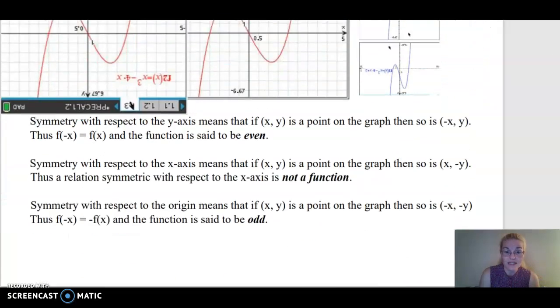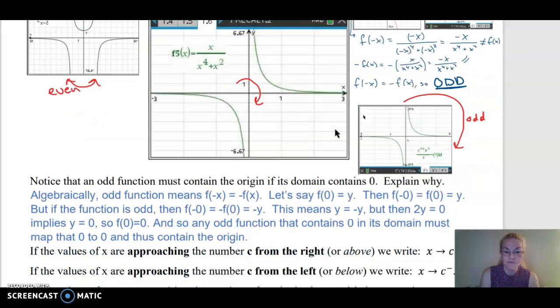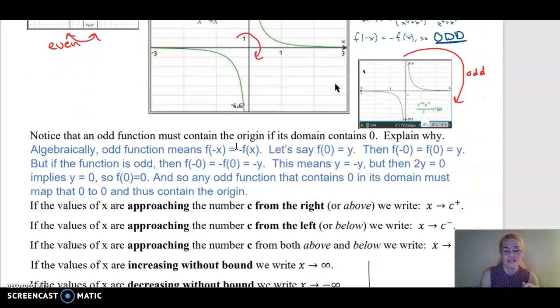And again, algebraically, how can we prove that that must be true? So an odd function means that f of negative x must equal negative f of x. Let's say f of 0 is some number y. Let's pretend for a moment that it's not 0. So it's not at the origin, right? Then f of negative 0, well, negative 0 is just 0. Well, f of 0 is y. Okay, but if the function's odd, then f of negative a number must equal negative f of that same number. Well, f of 0 was y, so negative f of 0 must be negative y.